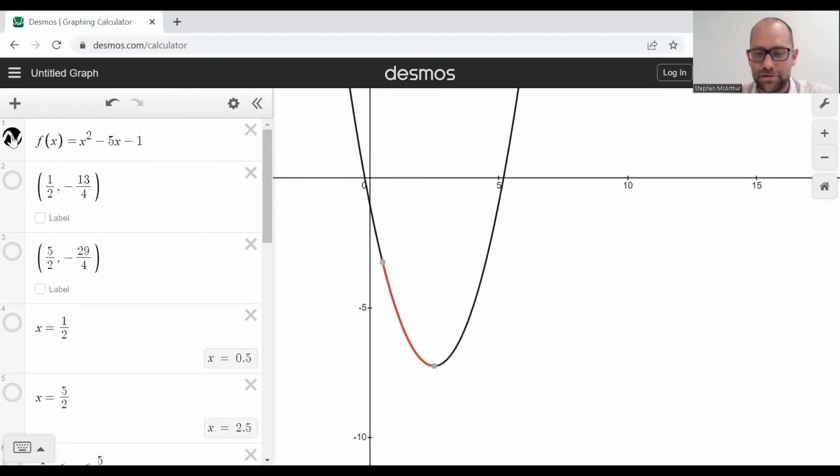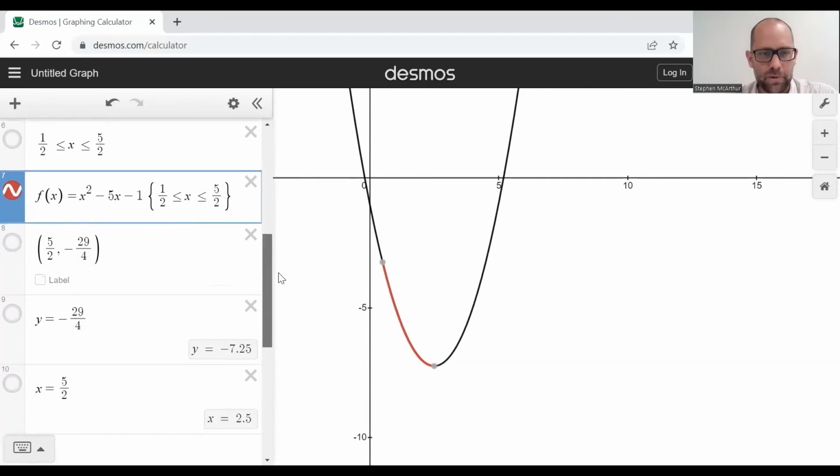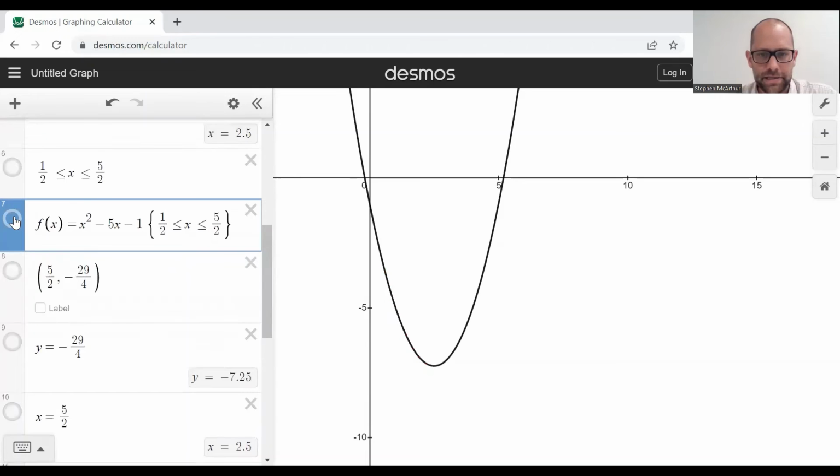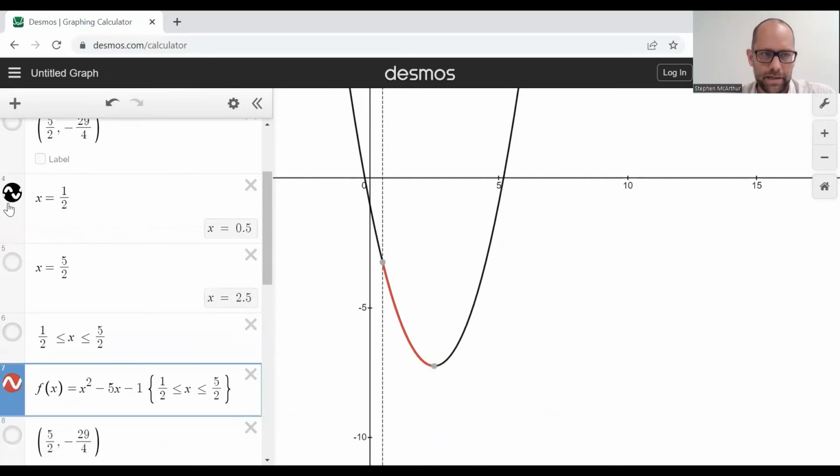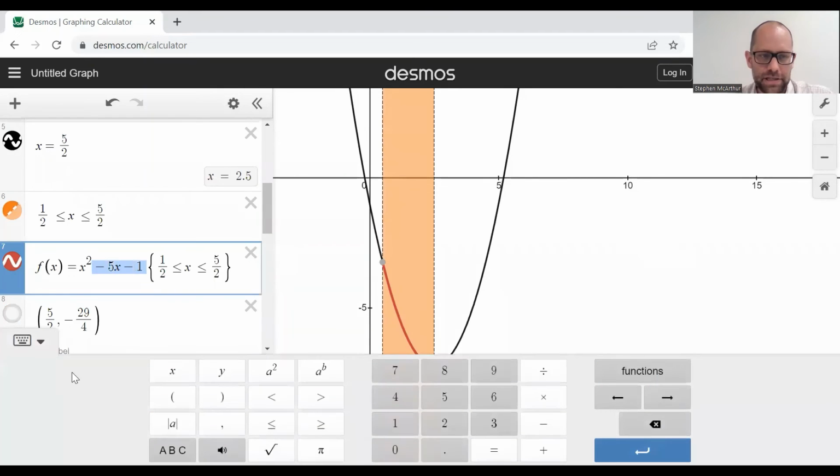Right, let's think about what we just did. This was my original quadratic. That was the whole thing. This red one down here is the part of the quadratic that is just in between these two values. That line and that line. So it's in between those two values. That's all of it. And that's all of it that applies to this function just here.